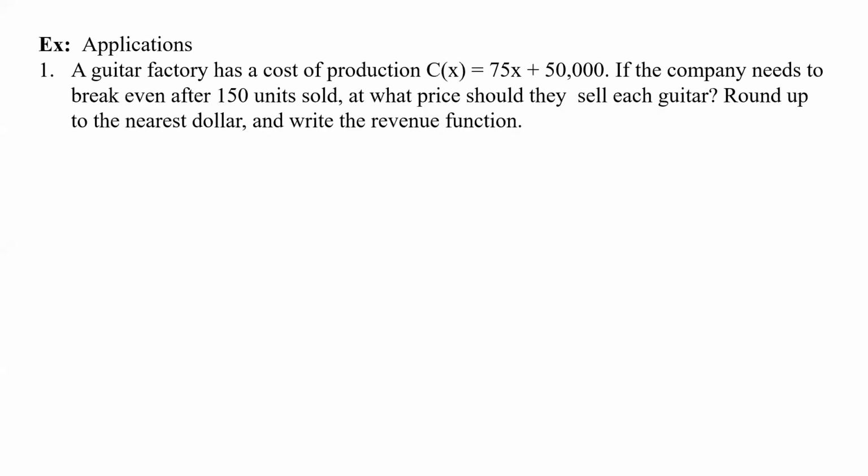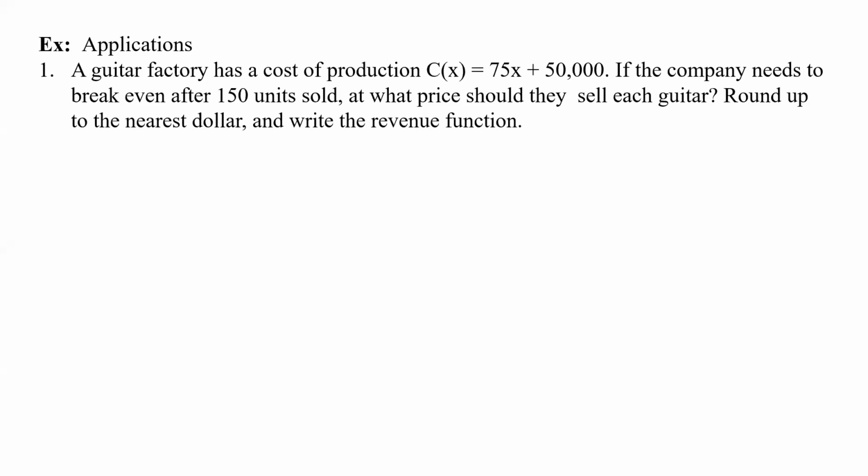Okay, here we are in part 5 of section 9.1. So we're back to applications again, everybody's favorite. A guitar factory has a cost of production, C of X equals 75X plus 50,000. If the company needs to break even after 150 units are sold, what price should they sell each guitar for? Round up to the nearest dollar and write the revenue function.